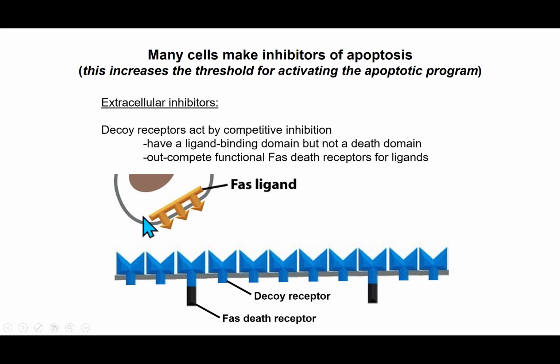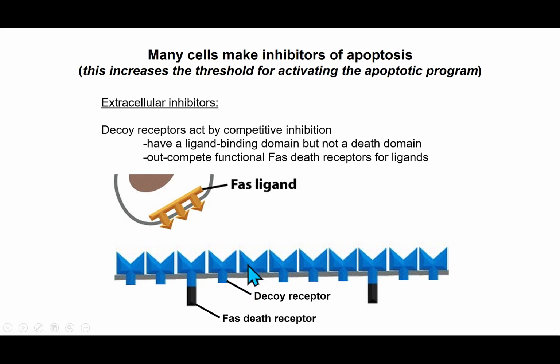As an example, if you have a particular, say, killer T lymphocyte moving around the body with its Fas ligand, it's going to bump into a lot of cells. And you can't just randomly cause cell death whenever you bump into a neighboring cell. That'd be really bad for your body. So what healthy cells do is they actually make a lot of these decoy receptors.